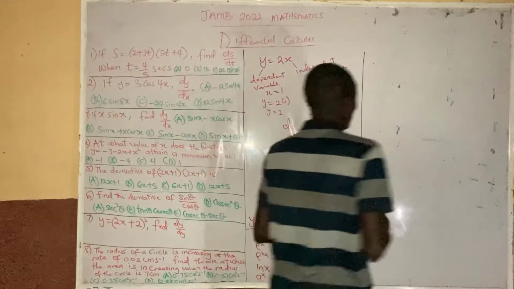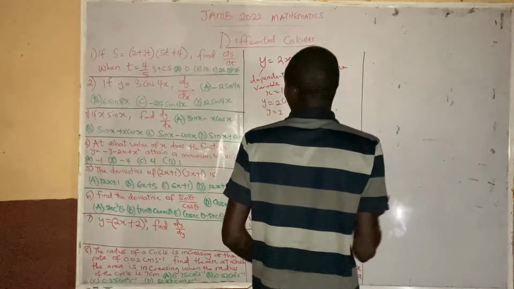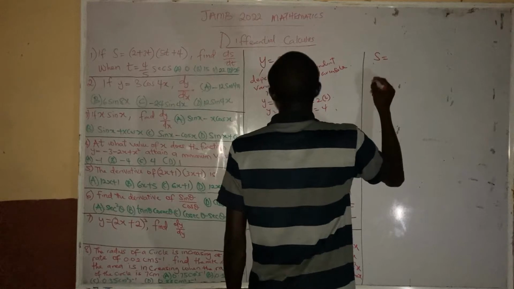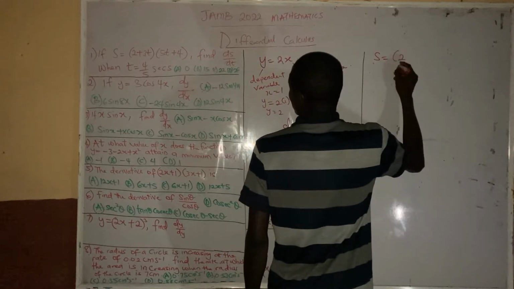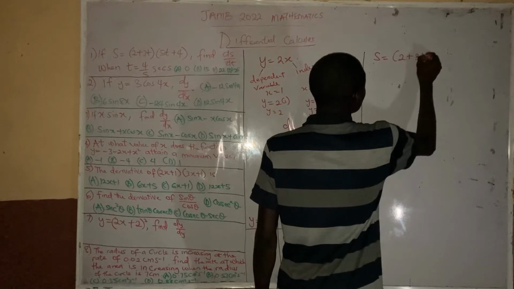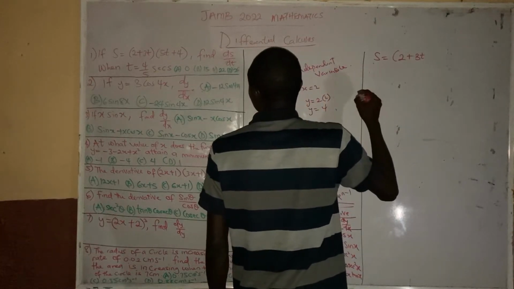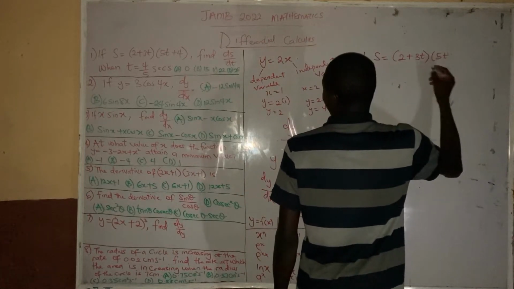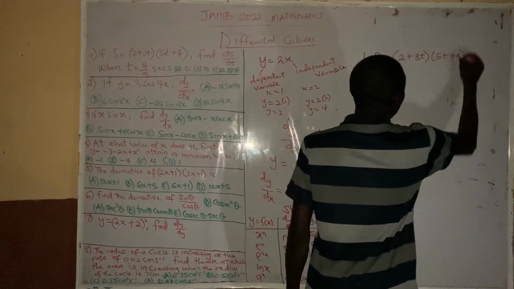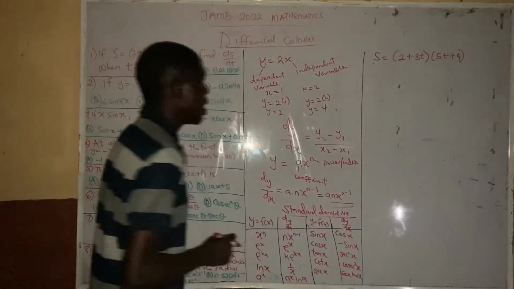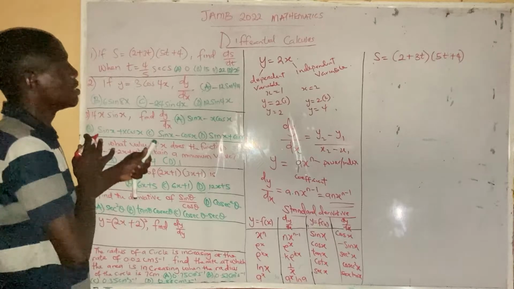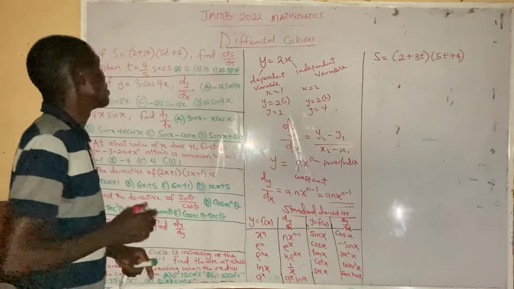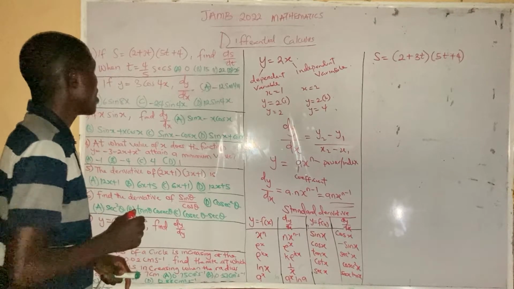Now, the first question says you find the differential of x with respect to t. x is equal to (2 plus 3t)(5t plus 4). If we are asked to differentiate this problem, then substitute t for 4/5 and you get your answer.